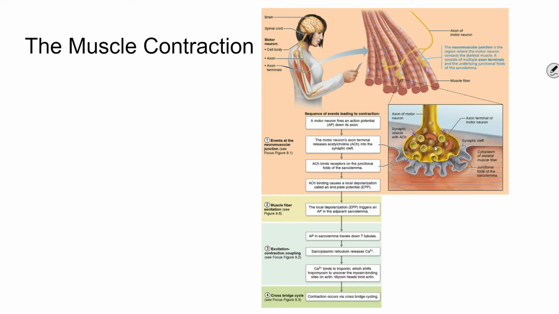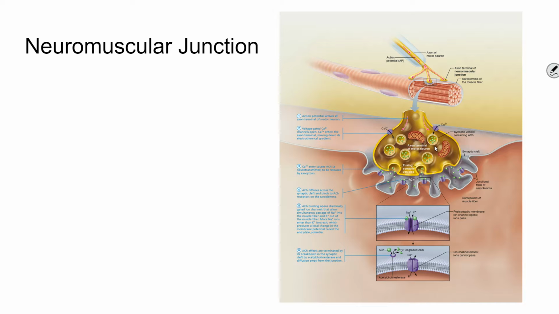The filaments don't actually change in length, they just overlap past each other, and it causes the whole muscle to become contracted or shorter. And so you can see here the steps of that. We're going to be truncating this quite a bit as we move through this, just kind of hitting the high points. This is a very deep rabbit hole, but again, we're just going to hit the high points with it. So the first part to look at is what's happening at the neuromuscular junction.